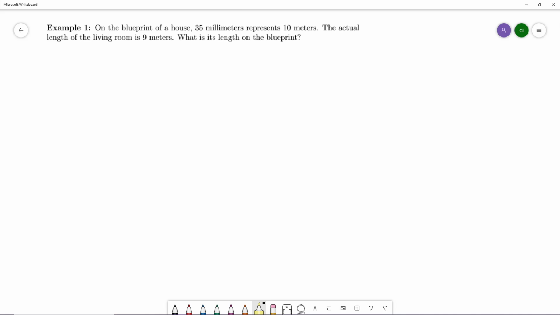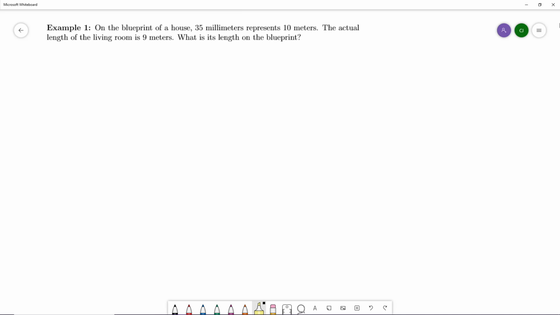Alrighty, now on to section 2 of today's lesson, which is word problems with proportions. Right, so like any other word problem that we've worked with, remember that the very first step is you want to read the question as is. So, for example, number 1: on the blueprint of a house, 35 millimeters represents 10 meters.